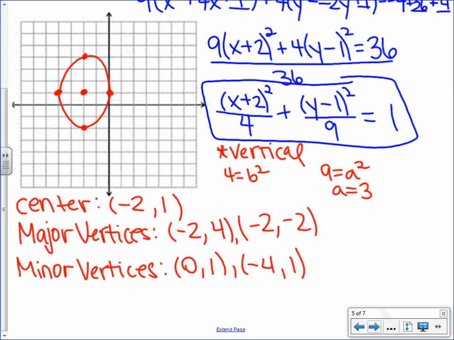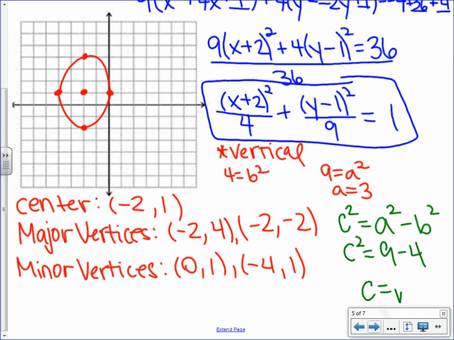All right, what do we have left? Our foci, we need to find C. How do we find C? C squared is A squared minus B squared. So C squared, A squared is 9, minus B squared is 4. So C is going to be radical 5.